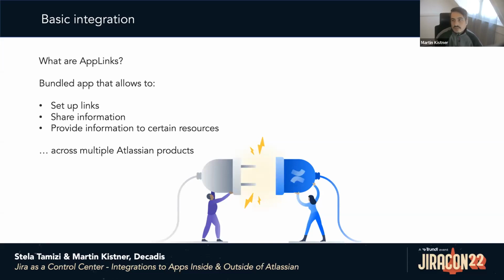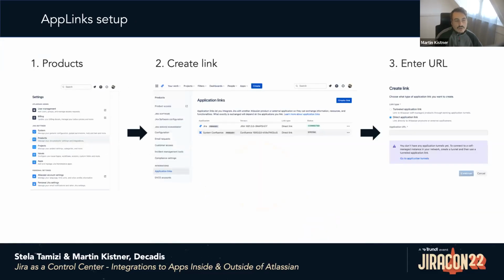Starting out with the basic integration. What are AppLinks? Quoted from the Atlassian official documentation, it's a bundled app that allows you to set up links and share information, provide information to certain resources across Atlassian products. Let's have a look at how you can set it up. It's really pretty easy. You head over to the product section, where you have your cogwheel in the right top hand corner. Then you click on products and pick the app links on the sidebar. There you see what you have already configured. And if you want to set up a new app link, you can click the button on the right top hand corner where it says create link.